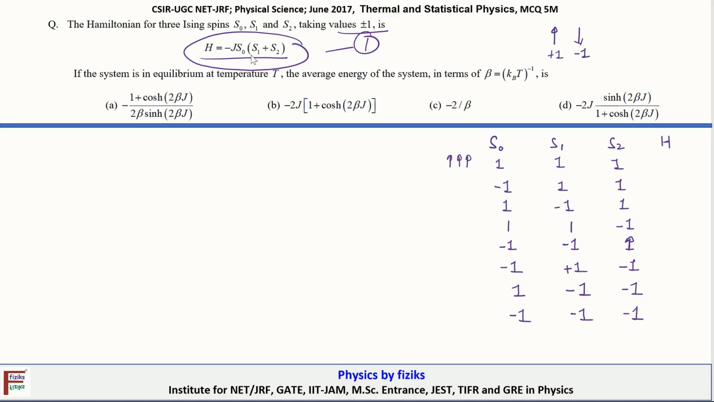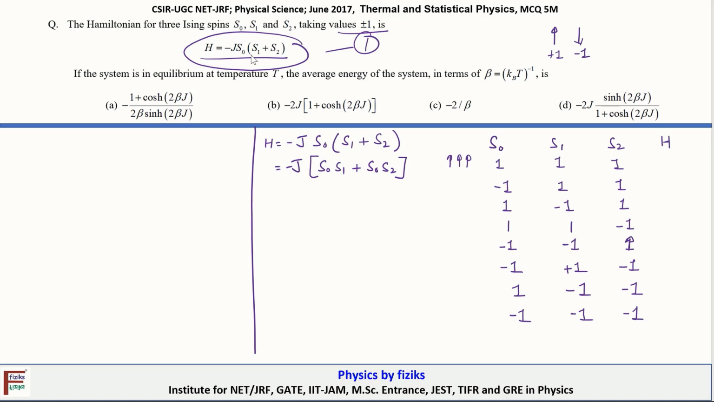Now I will work out the corresponding energy for the first 2 cases, and in the same way we can find the energy for the rest of the cases. Here the Hamiltonian is given to be H equal to minus J S0 multiplied by S1 plus S2, and this is equal to minus J times S0 S1 plus S0 S2.